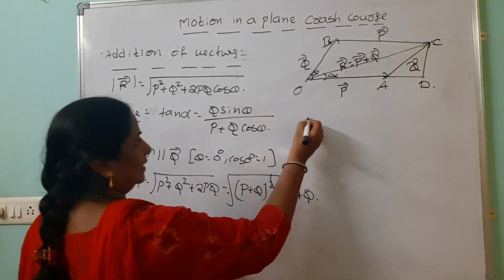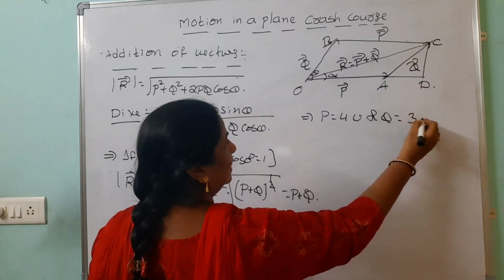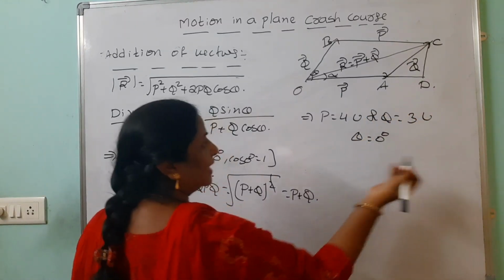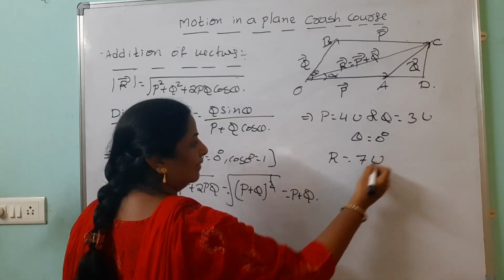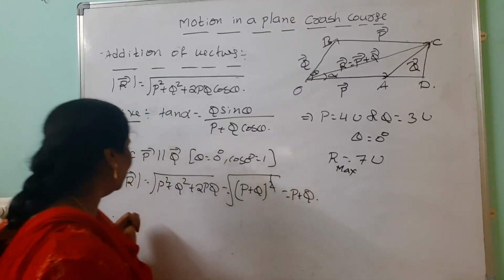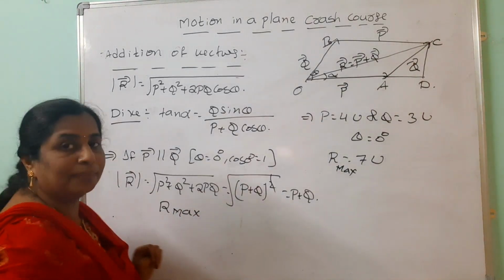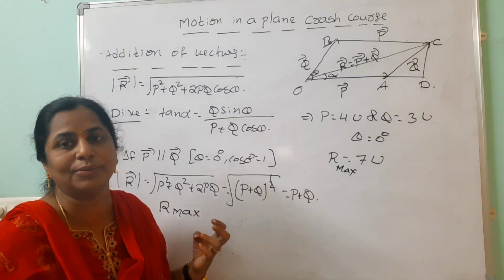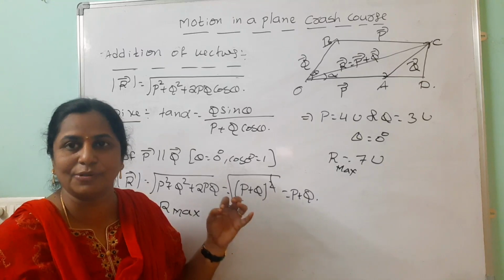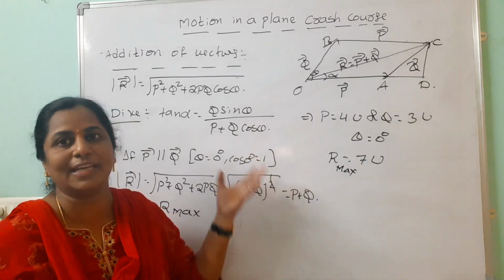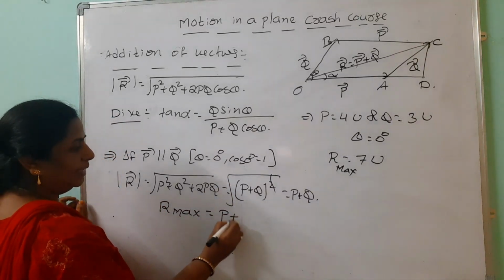We do one example also for this. If P equals 4 units, Q equals 3 units, theta is 0 degrees, what is the resultant? Simply you can say that 4 plus 3 is 7 units, and you can call this the maximum also. In this case, always remember that if questions ask to find the maximum resultant, you should add the two vectors. Maximum means the angle is 0 degrees and both are parallel to each other, and there is no need of doing everything. Immediately you should add the two vectors. So R maximum equals P plus Q.